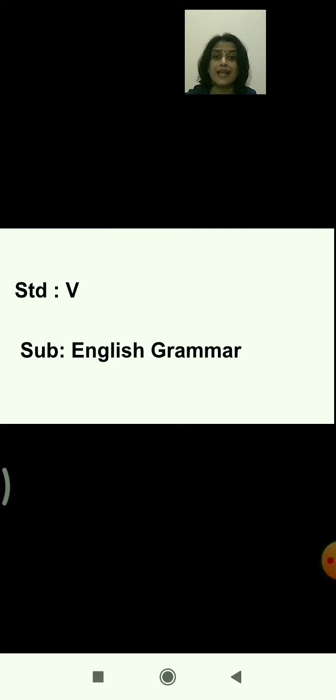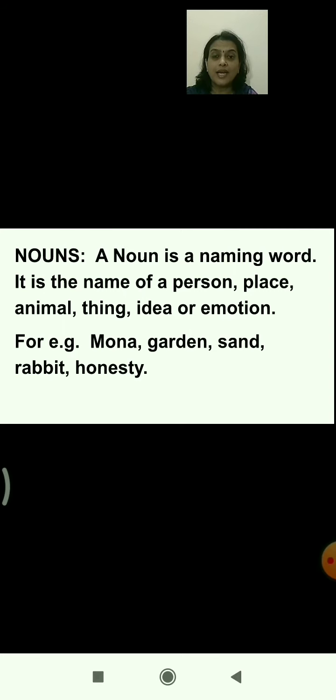It is called nouns. So we are going to start with our topic called nouns. We are going to learn about nouns and the different kinds of nouns. Now, what are nouns? A noun is a naming word. It is the name of a person, place, animal, thing, idea, or emotion. So what is a noun? A noun is a naming word. It is the name of a person, place, animal, thing, idea, or emotion.